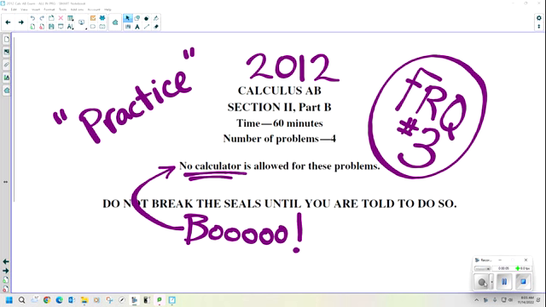We are going to continue the practice 2012 AP Calculus AB exam that College Board put out over a decade ago. No calculator for this section. This is section 2, part B. All right, 4 problems, 3, 4, 5, and 6. We are going to do free response question number 3.